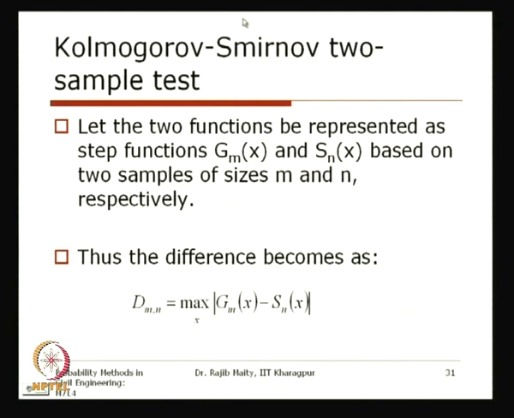And what we have to do is find out what is Gm(x) and what is Sn(x), following the same equation that we have shown in the one sample K-S test. So here the difference will be the maximum difference, which is the absolute value of the difference between Gm(x) and Sn(x), and we pick up only a single value, similar to the one sample test, denoted as Dmn. Here m is the size of one sample, and n is the size of the other.